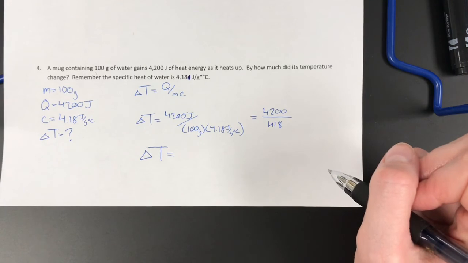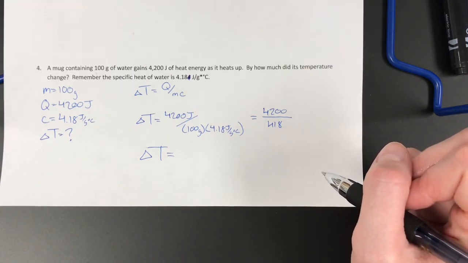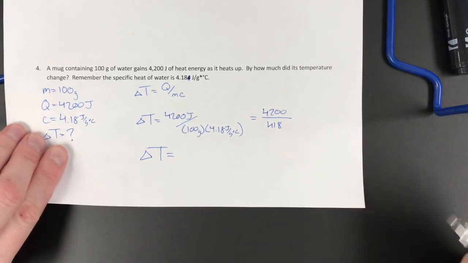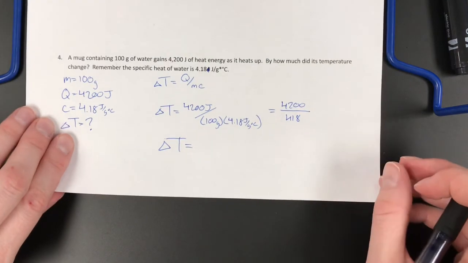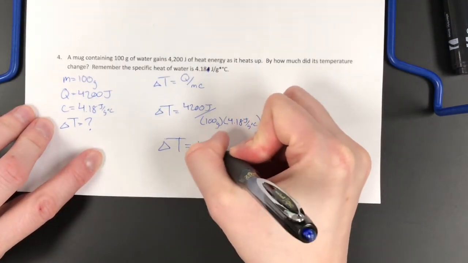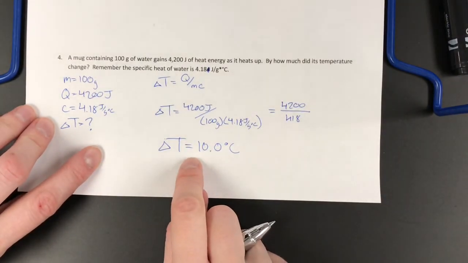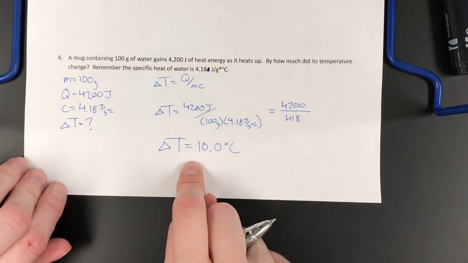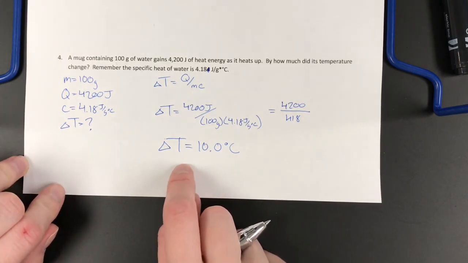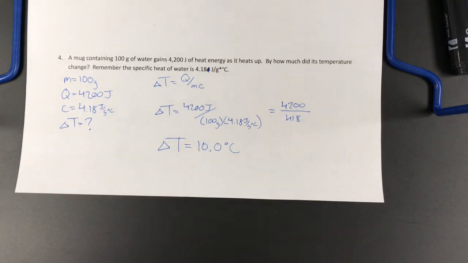And what do you get? A big number. Not that big, hopefully. Mine's 10.047. So if we're going to round to the tenth, it would be 10.0 degrees Celsius. Is it positive? Yes. Does it make sense that it should be positive? It says a cup containing 100 grams of water gains heat energy. So yeah, the temperature should increase. Temperature should go up.